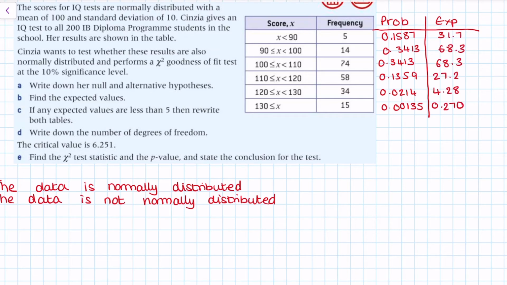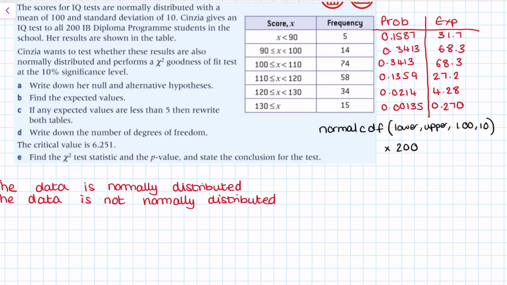Here I'll just write in for your TI Nspire calculators, you'll be doing a normal CDF with the lower bound from the class, the upper, and then your mean and standard deviation. And then to find the expected, we multiply that by 200 to get our expected out of 200. Now with chi-square tests, this won't come up in IB exams, but it could come up in your IA if you decide to do a statistics IA.